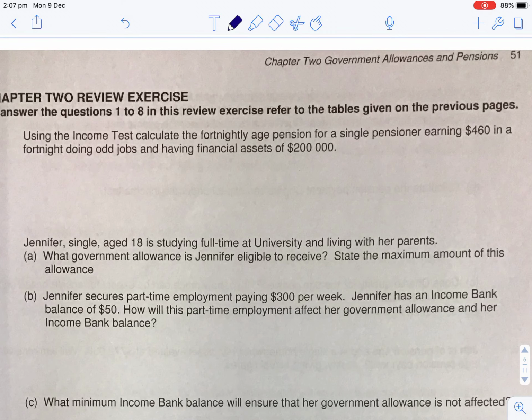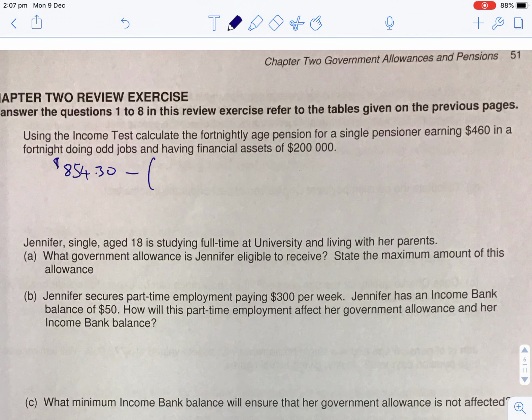In question 1, using the income test, just the income test, not the assets, calculate the fortnightly age pension for a single pensioner earning $460 in a fortnight doing odd jobs with financial assets of $200,000. So for this person, as a single person, their full pension would have been $854.30 if they had no assets and no income. And then we're going to work out their deduction. So we're going to take away the deduction, and I'll put the deduction in brackets.